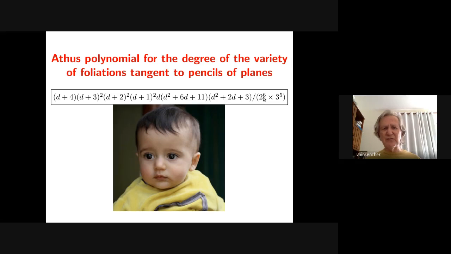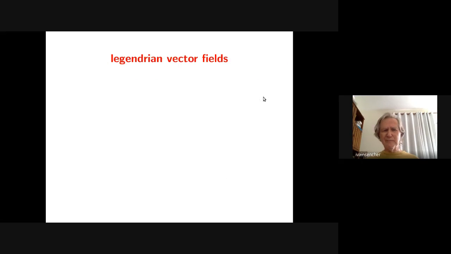So that's the case of pencil of planes. Now the case of Legendrian vector fields, there is a slight twist.